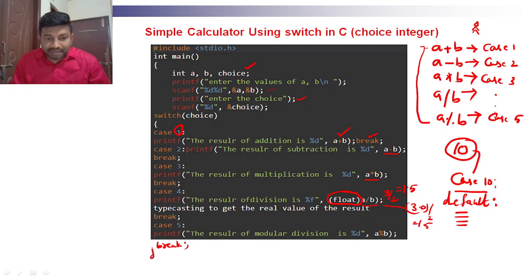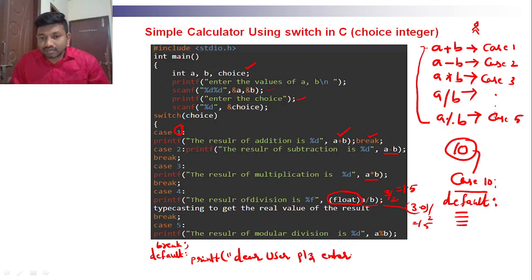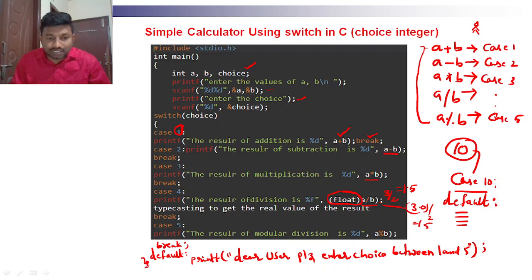So in fact, if choice is not between 1 and 5, I want to execute the default case. So it could be a display message to the user saying printf, dear user, please enter choice between 1 and 5. That's it, because only 5 cases are developed over there. So then you can close this switch and return 0, and then close main.